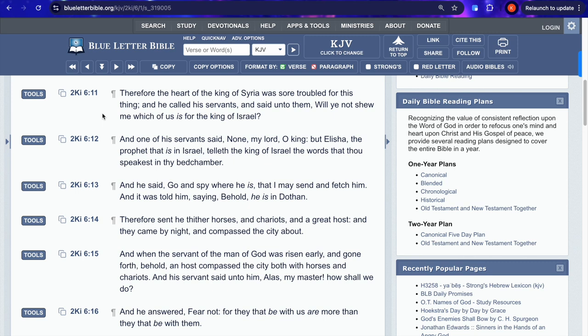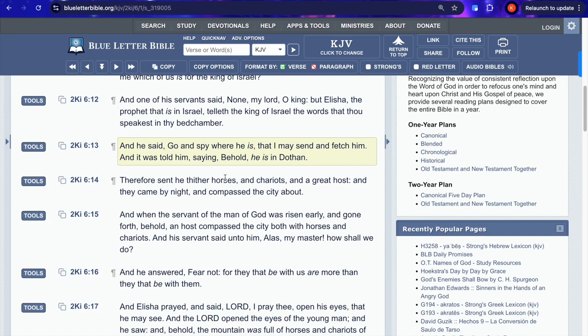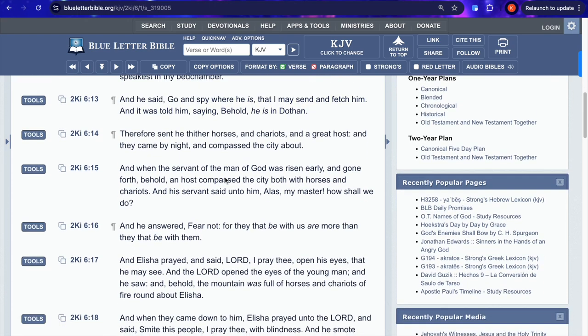And he said, Go and spy where he is, that I may send and fetch him. And it was told him, saying, Behold, he is in Dothan. Therefore sent he thither horses and chariots, and a great host. And they came by night and compassed the city about. So once they found out where Elisha was, they basically sent troops over there in the night, and they surrounded the city.